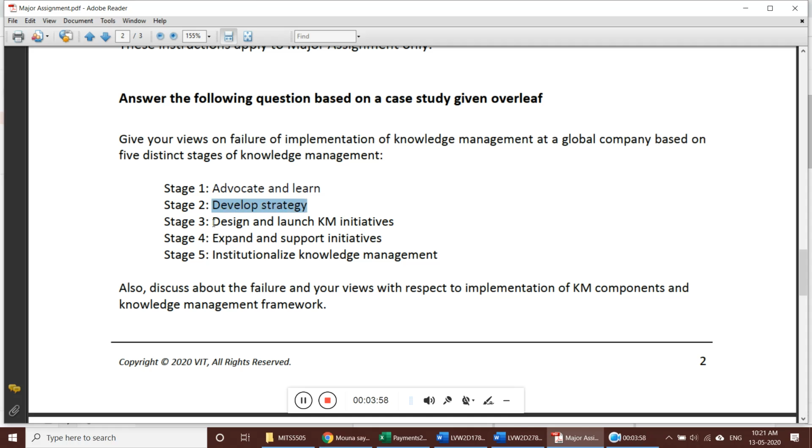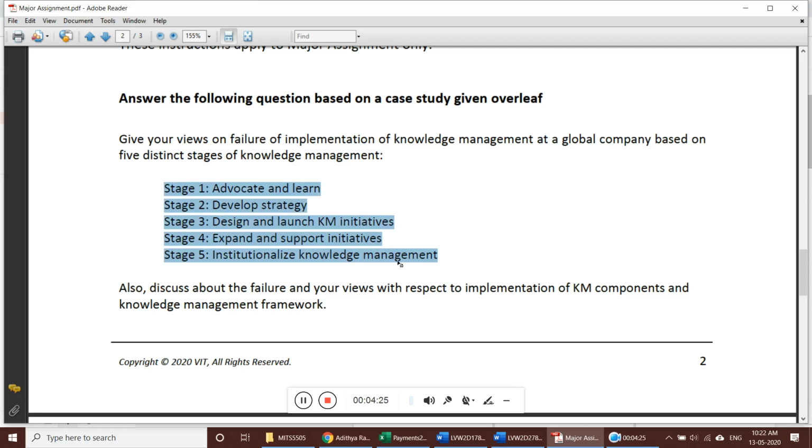Then we design and launch knowledge initiatives, and expand support initiatives. Then initialize knowledge management. For example, maybe they want to create a proper mapping. Proper maps are very important. How you can handle this using knowledge mapping or a knowledge management strategy, that is more important. So your document contains five important stages and five important side headings.